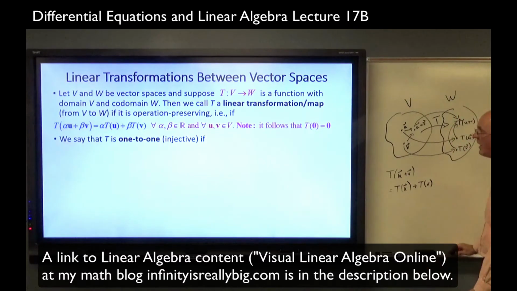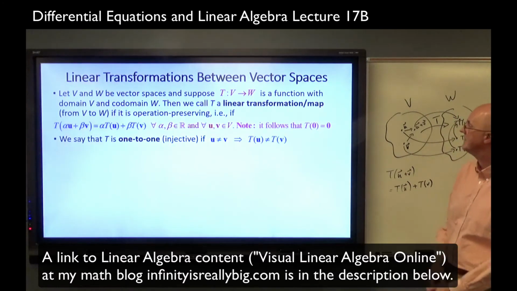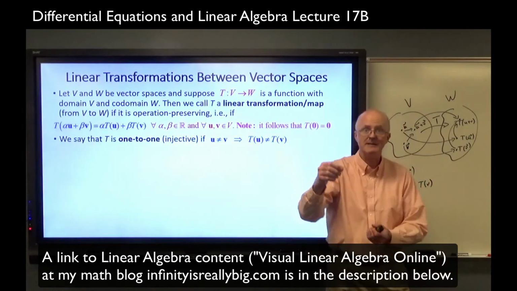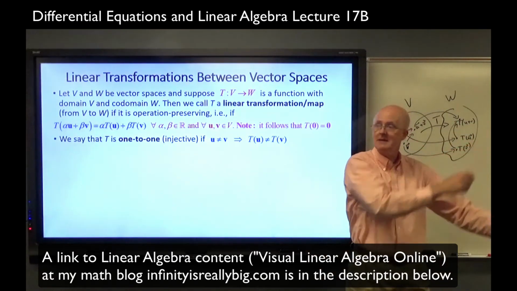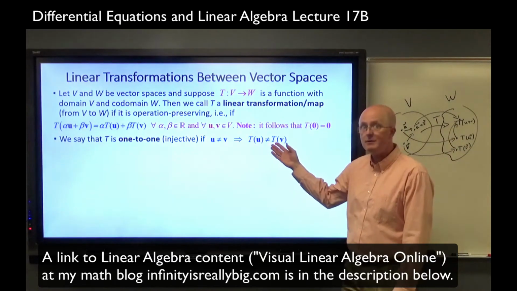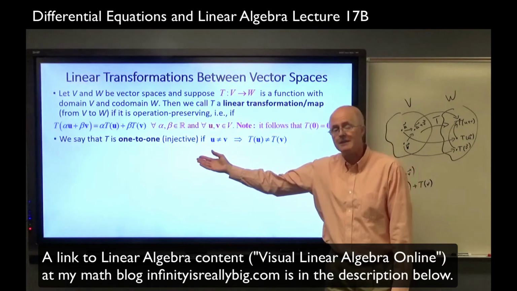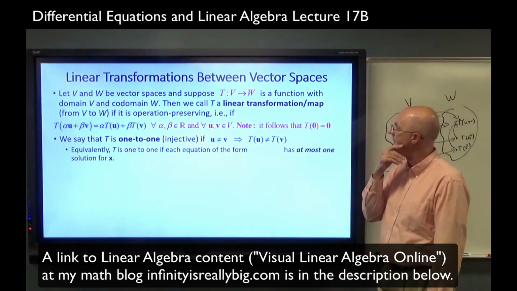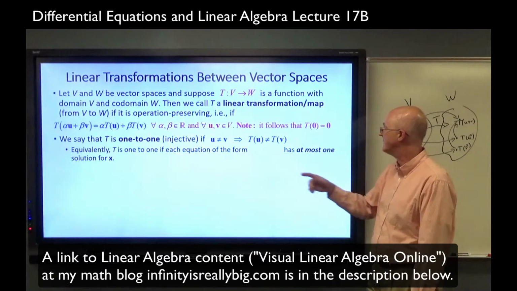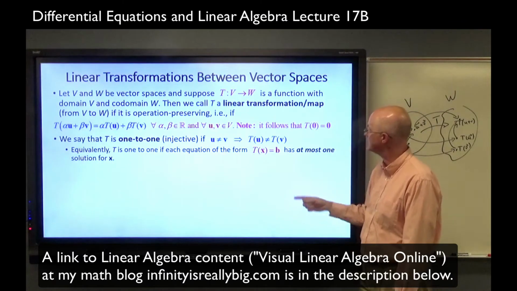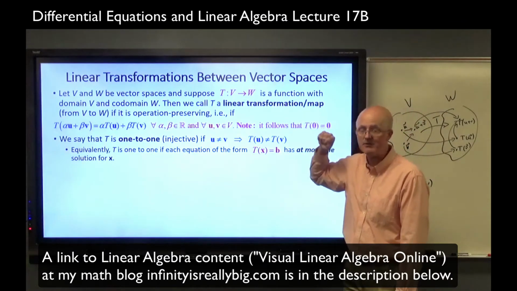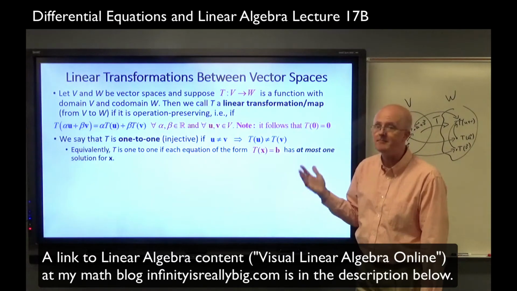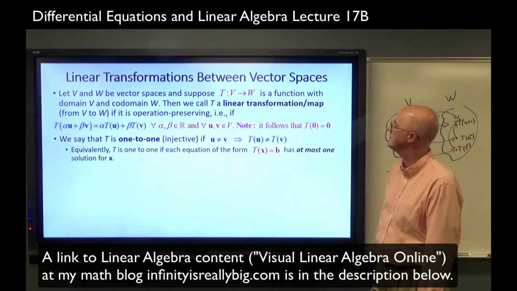We say T is 1 to 1 or injective if u not equaling v implies T of u doesn't equal T of v. Distinct inputs get mapped to distinct outputs. Said another way, if T of u did equal T of v, then we'd have to conclude that u itself was the same as v itself. U and v were equal. Equivalently, T is 1 to 1 if each equation of this form has at most one solution, where v is an arbitrary vector in capital W. There's at most one solution for x. Maybe none, but at most one, no more than one.